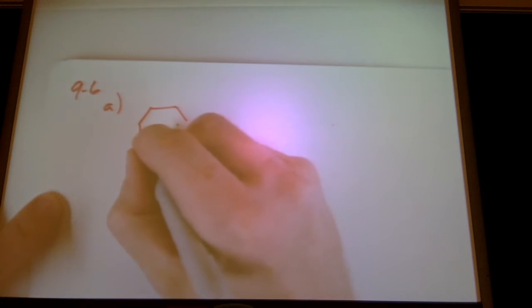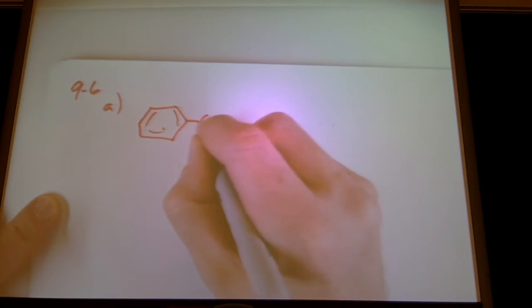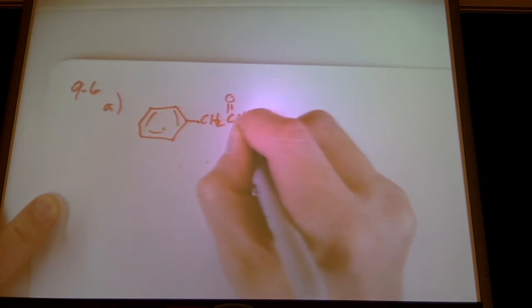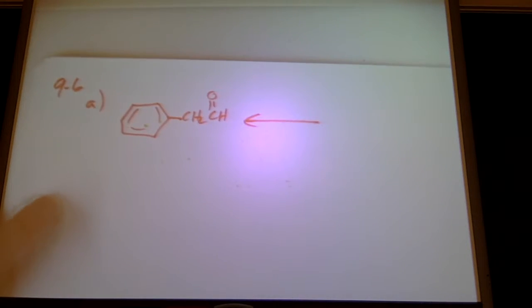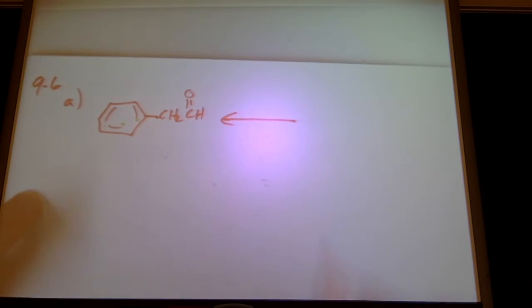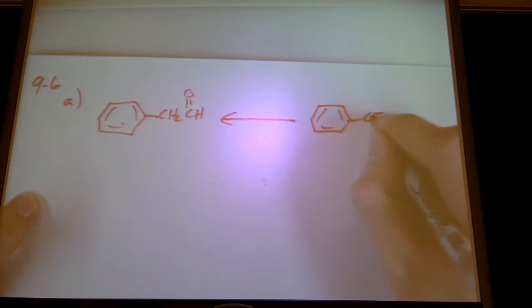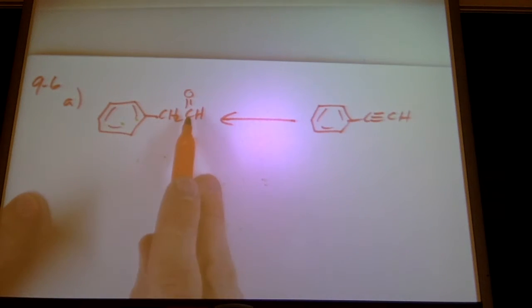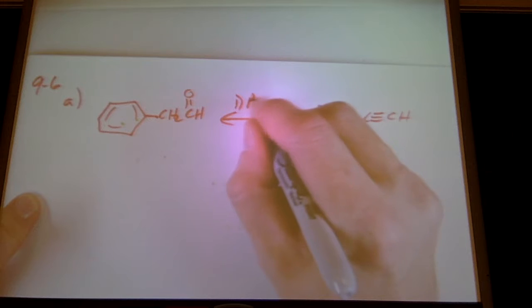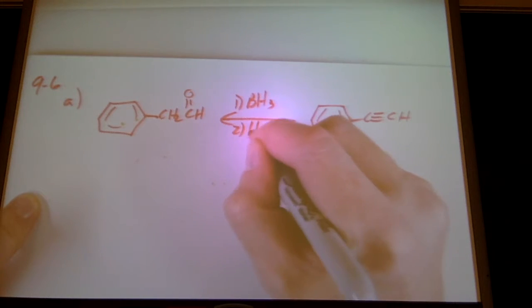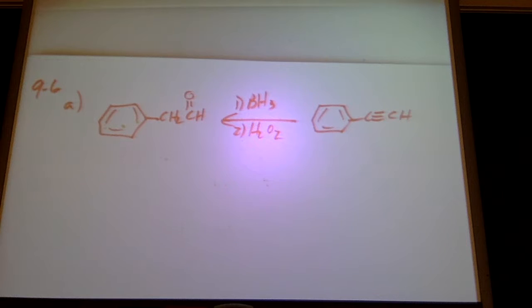Let's get one more, let's look at 9-6. Same type of problem. In this case, I only have one possible place to put my triple bond because there's only one adjacent position. Now I want to go to the least substituted, so I'd want to use hydroboration-oxidation. Well, B.